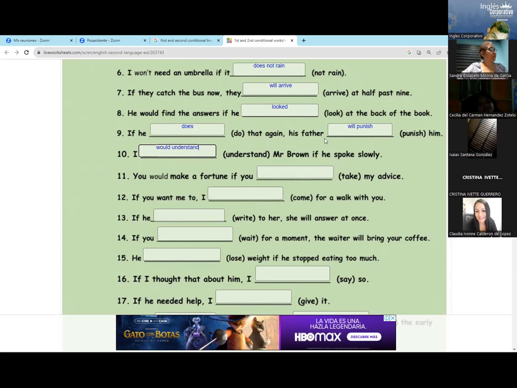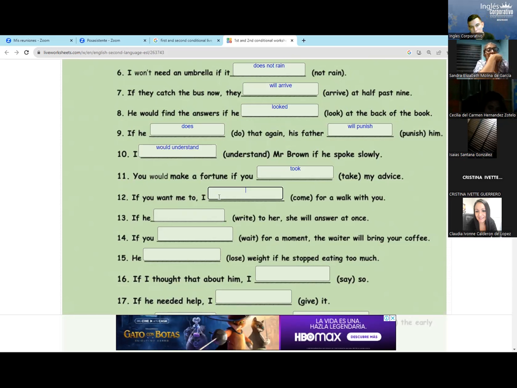Number 11. You would make a fortune if you took my advice. Bingo. Why took? Because we are in second conditional. How do we know we are in second conditional? Because the sentence says would. Tú hicieras una fortuna si tomaras mi consejo.